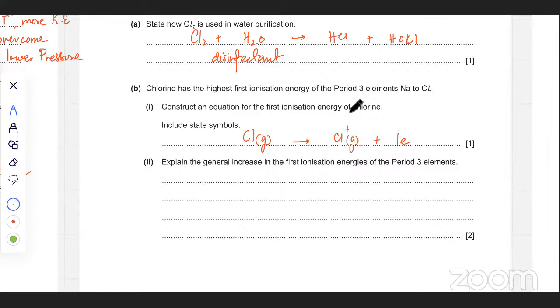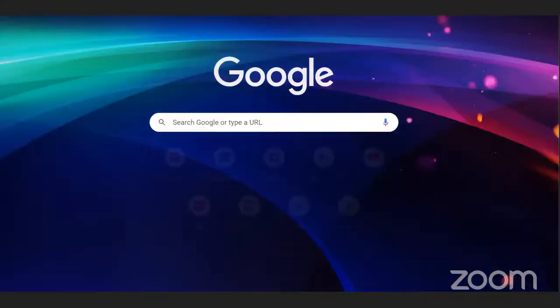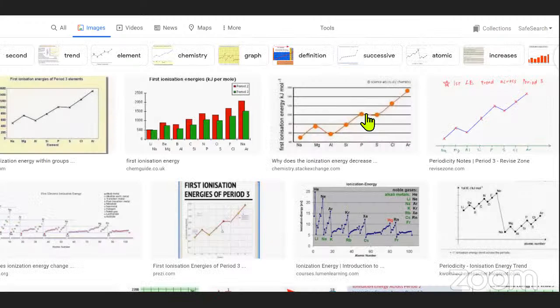So you have to be very, very specific. And then you have to talk about the first ionization energies of period 3 elements. So I think there's a general increase, so we're talking about across the period. I'm just going to Google an image for that, ionization energies across a period. Just copy pasting an image for clarity. Let's go with this one. I'm going to copy this image and paste it on the paper, just for better explanation.